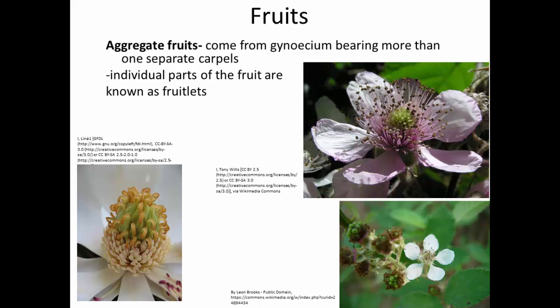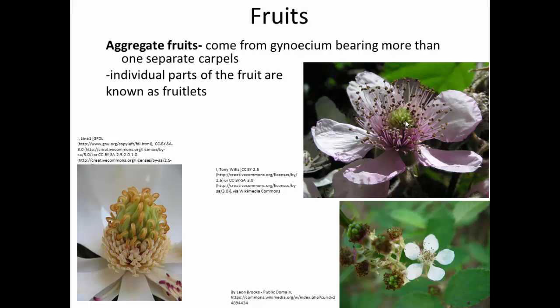Okay, so now let's take a look at aggregate fruits. Aggregate fruits come from a gynoecium bearing more than one separate carpel. I have a couple of examples of flowers here that have many carpels. This is a magnolia flower. You can see all these carpels up here with these kind of curved styles. And in this blackberry flower, the many carpels are these green structures towards the center of the flower.